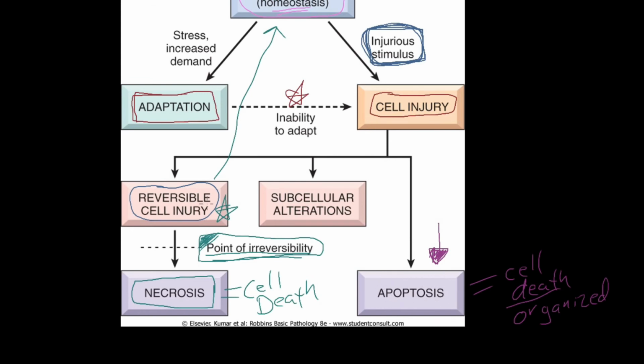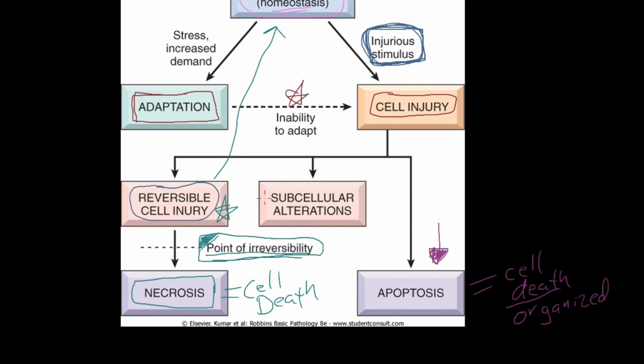If the cell is damaged below this threshold, this point of irreversibility, then it will revert back to homeostasis. If it passes this point of irreversibility, it will undergo the process of necrosis, and we'll talk about these processes in depth later in other videos.